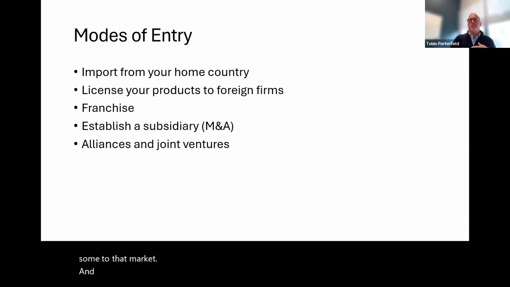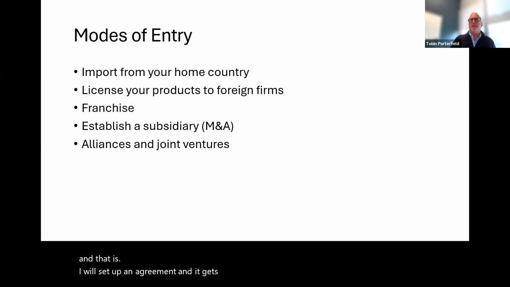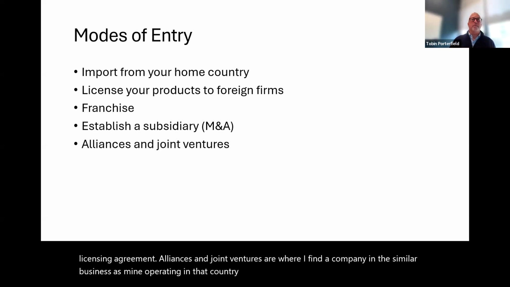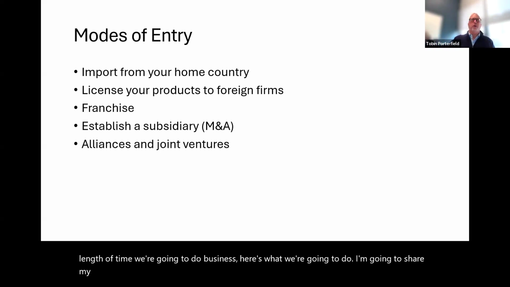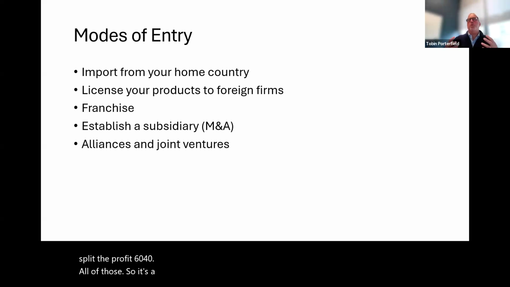And finally, alliances and joint ventures. We talked about this type of pattern in the prior unit, and that is I will set up an agreement, and it gets very close to being a franchise type of arrangement or a licensing agreement. Alliances and joint ventures are where I find a company in a similar business as mine operating in that country, and we form an agreement and we say, here's the length of time we're going to do business. Here's what we're going to do. I'm going to share my product designs. You're going to manufacture them. And we're going to split the profit 60-40, all of those. So it's a lengthy contractual agreement.